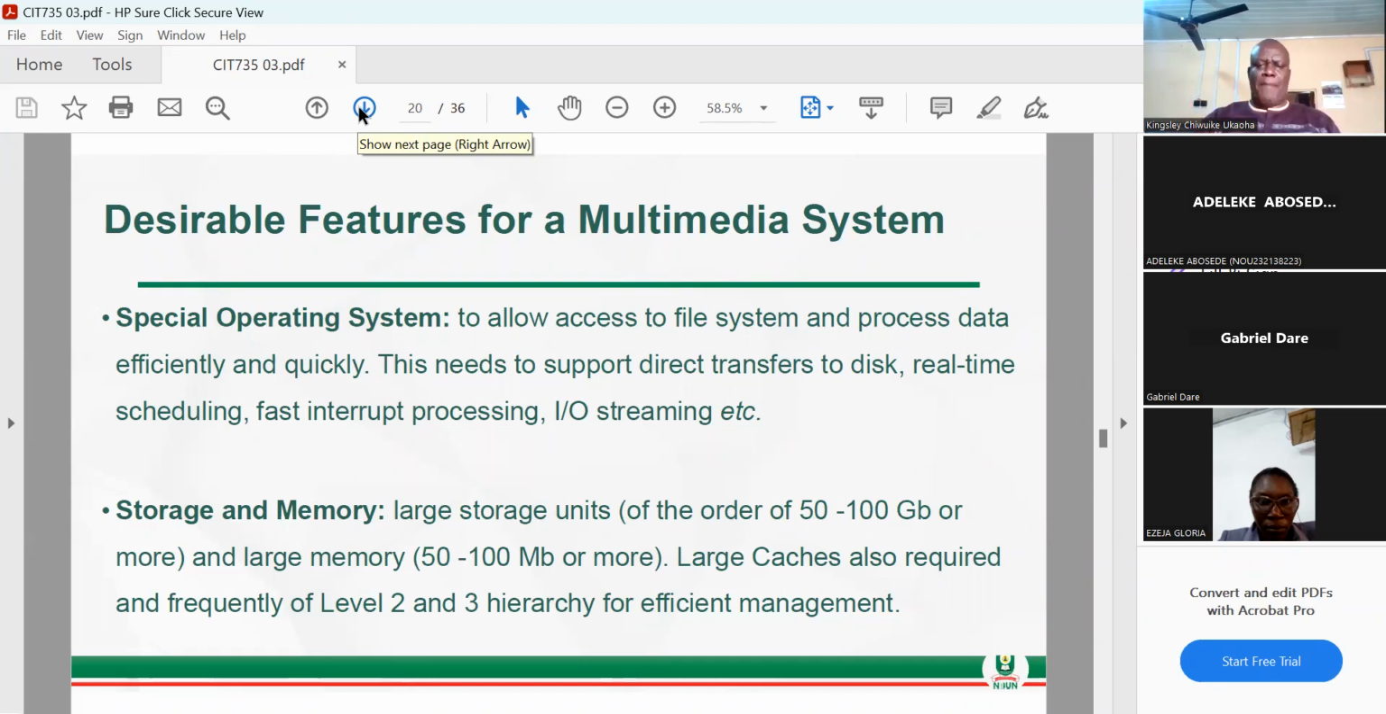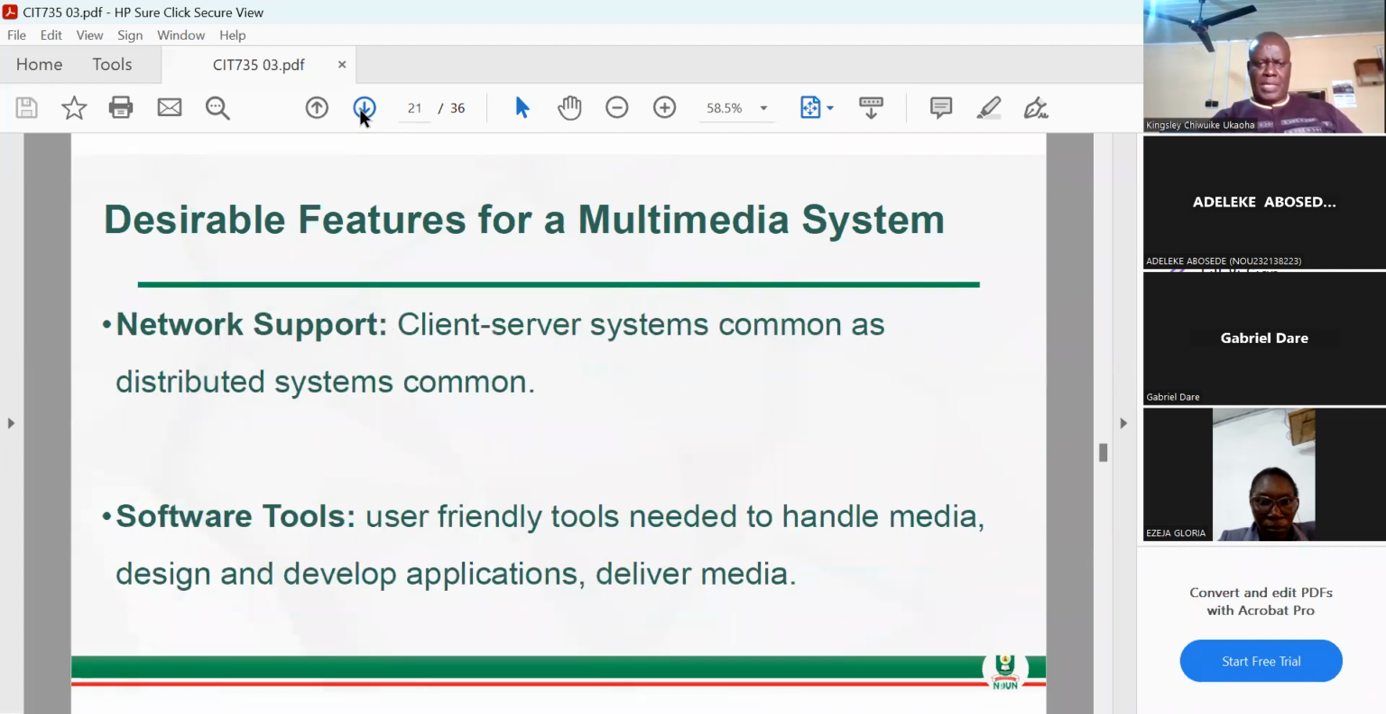No problem. Storage and memory: a large storage unit of the order of 50 to 100 gigabytes or more, and large memory in the area of RAM, 50 or 100 megabytes. I don't have that. I have about 250 gigabytes on my system and about 6 gigabytes of RAM. Large caches are also required. That is backup, internal memory that can also hold your data as it is being processed.